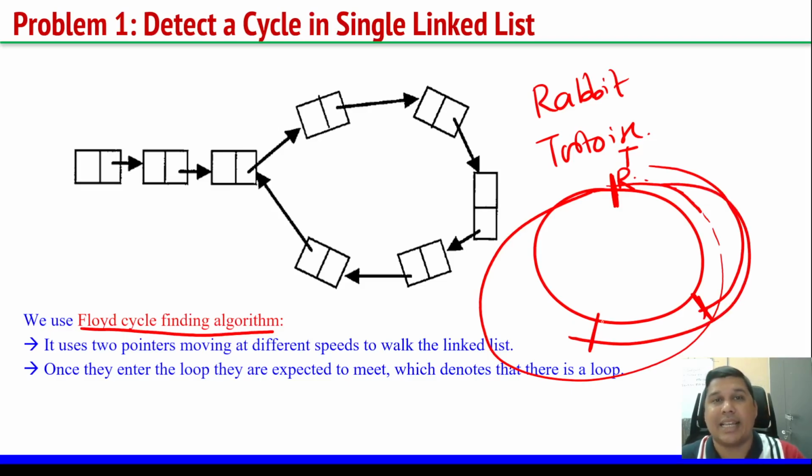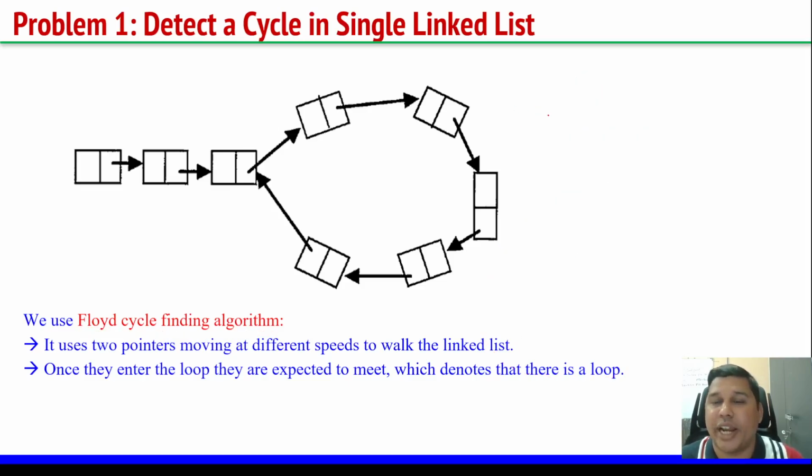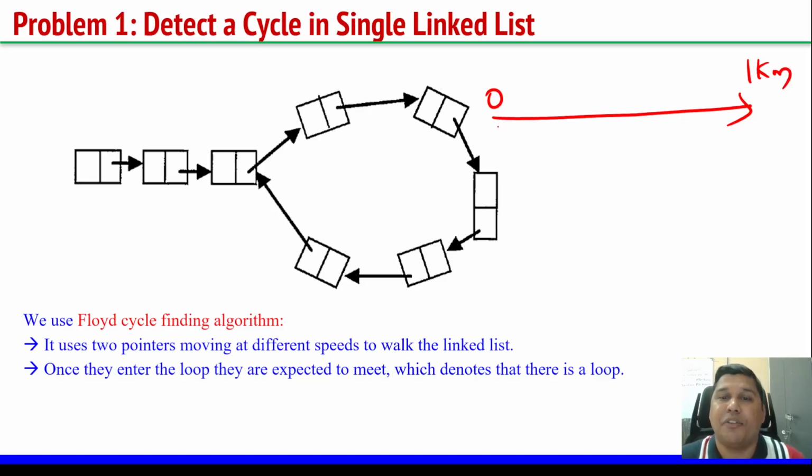So in this running process, in this cycle, if both rabbit and tortoise meet at some point, it means there is a cycle. It means they are running in a cycle. If there is a straight road, from 0 to 1 kilometer, for example, if rabbit and tortoise are going in a straight line, they can never meet.